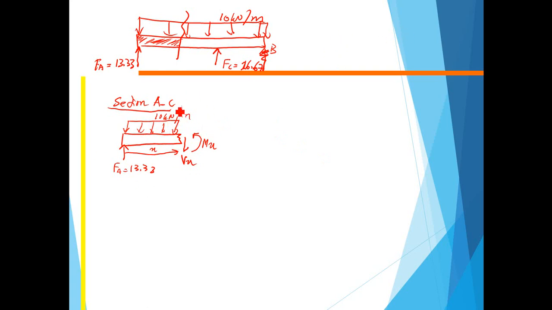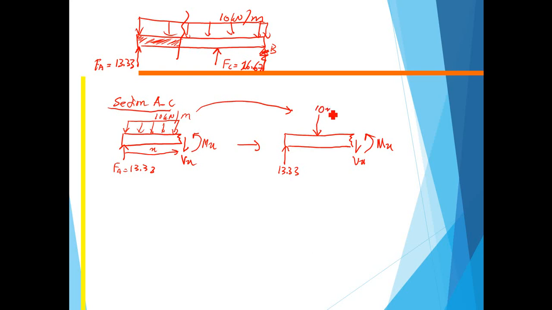Okay, and then to simplify the analysis, we have to convert the distributed load into concentrated load. So we redraw our free body diagram, and then we have here 13.33, and then we have Vx, and then we have Mx, and we convert distributed load into concentrated load. Because for section AC, the distributed load is distributed along the beam for x distance. The total length that the force is distributed is x. So the concentrated load will be 10x, because the total distance is x.